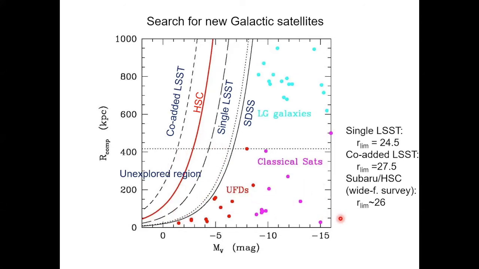because the magnitude limit is much fainter, 26 or something. And this also shows the planned magnitude limit of LSST. So LSST is fainter, so LSST can probably discover more satellites. Okay.